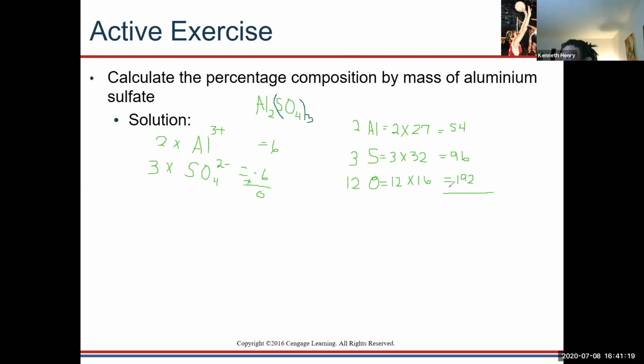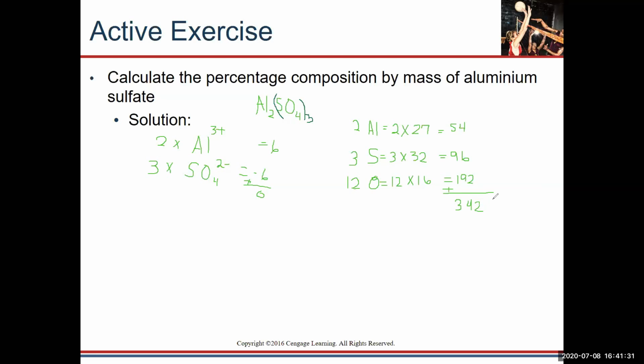So if I added these together, 342. And the units, grams per mole. Oh, okay.